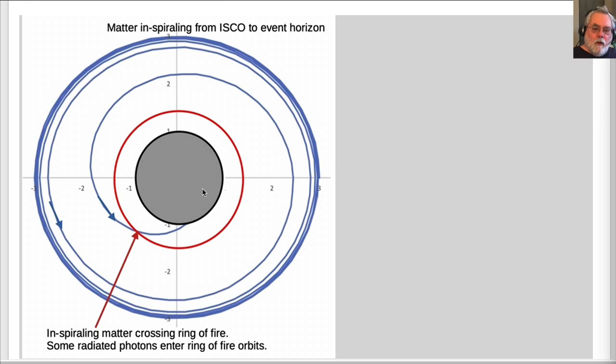As the matter crosses the ring of fire at 1.5 Schwarzschild radii, here, some of the photons emitted by the matter happen to be in directions such that those photons can now orbit at the ring of fire radius. So that's how some of the photons get into the ring of fire, I believe.